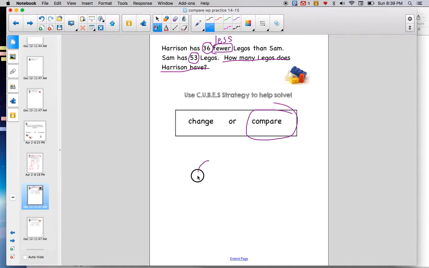So now I'm going to use my little circle, big circle strategy. So there's my little circle. Always, to get to the big circle, I got to add to get there. So now I'm ready to label my circles. Who has more and who has less? So I'm going to go back up to my very beginning. Harrison has 36 less. Harrison has less. Take out that number right there and you can just read it. Harrison has less Legos than Sam. So Harrison is smaller. So I'm going to put H for Harrison. And Sam is bigger. S. So Sam has 53 Legos. I know how much Sam has, so I can put it right here in the circle.